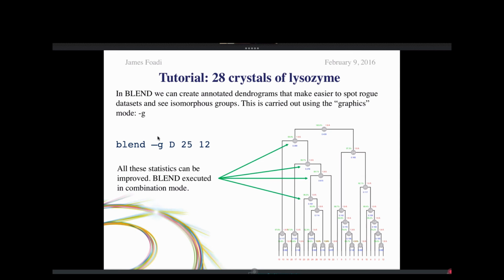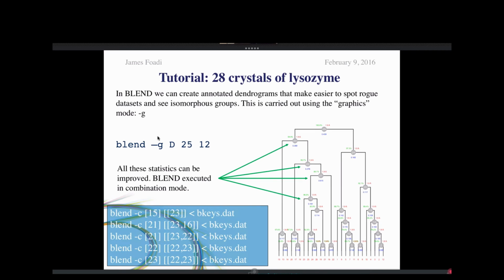The examination of the annotated dendrogram brings immediately to light the possibility of improving statistics for all the nodes indicated by the green arrows. The way to achieve this is by running Blend in combination mode using the string -c. Here we use a special syntax where clusters are included in square brackets, while datasets to be discarded are included in double square brackets. For example, cluster 15 is definitely made worse by dataset 23, and accordingly, cluster 21 is also made worse by dataset 23.